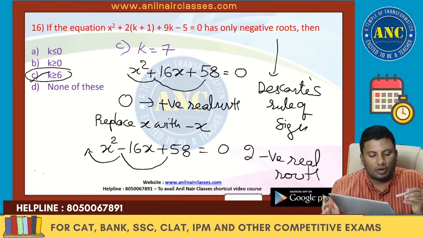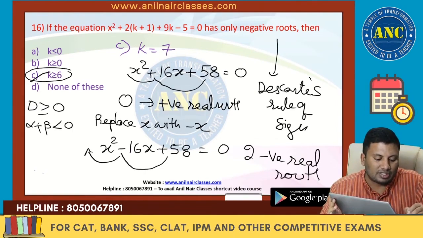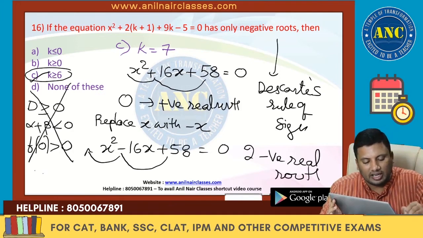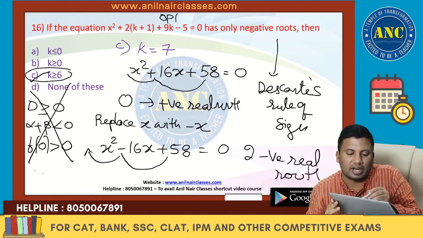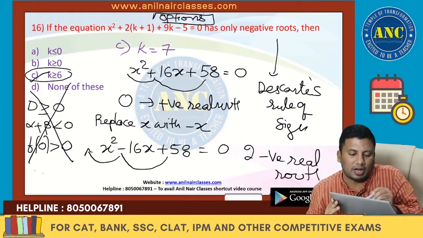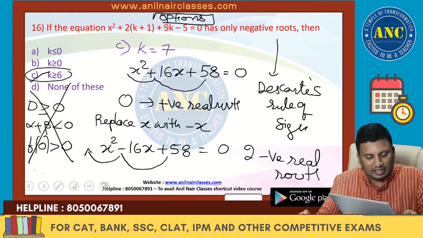I hope it is clear. Otherwise, you have to do D greater than or equivalent to 0, alpha plus beta less than 0, f of 0 greater than 0. This is the traditional way of solving. You can also solve by using the answer option approach. That is what I showed for you. I hope the idea is clear.